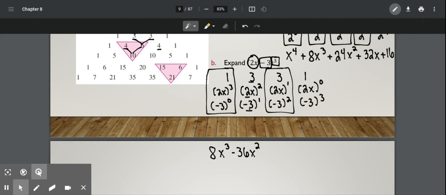And then here we'll have 3 times 2 times 9. So we have plus 54x. And then here we'll have negative 27. And that's it. So minus 27.